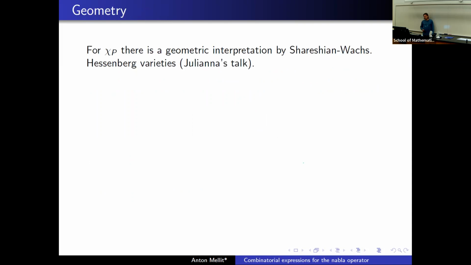And then just the last slide. Geometry. For chi p, Juliana explained that there is a geometric interpretation of that symmetric function using Hessenberg varieties. Take the cohomology of the Hessenberg variety, take the symmetric group action and decompose into irreducibles. You get chi p.